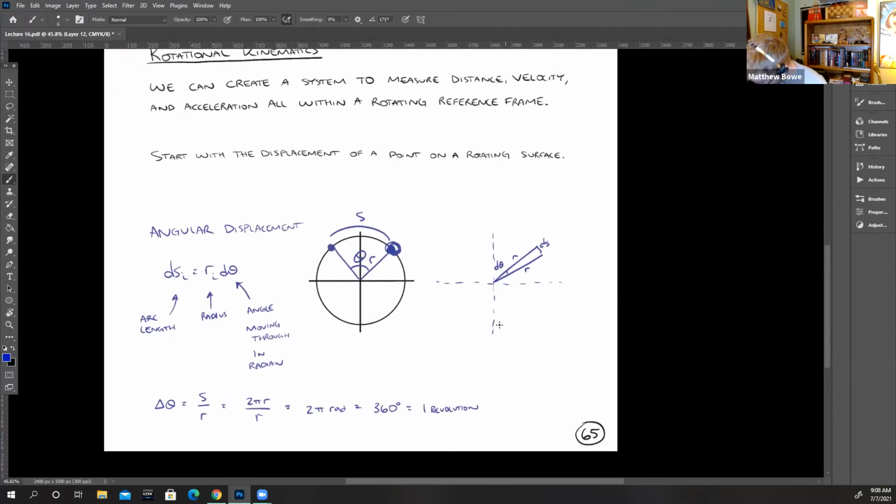I'll just put over here also for people later: adding up the small slices of displacement.